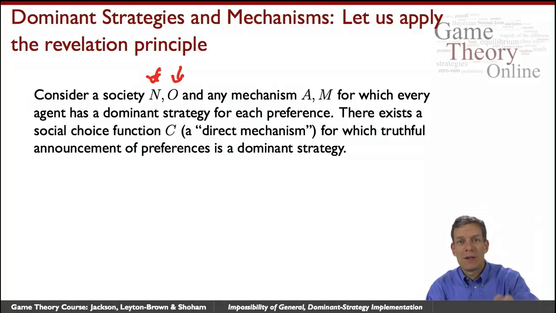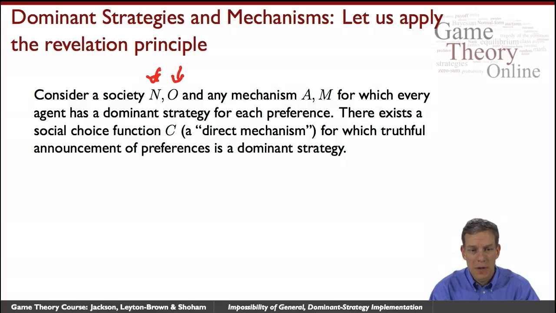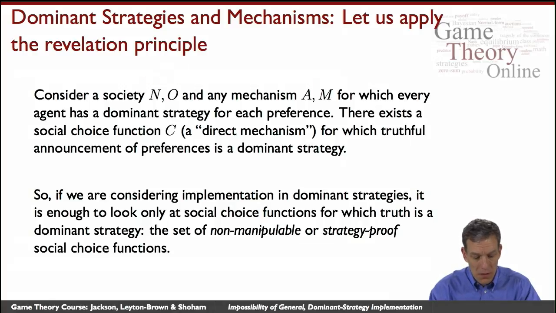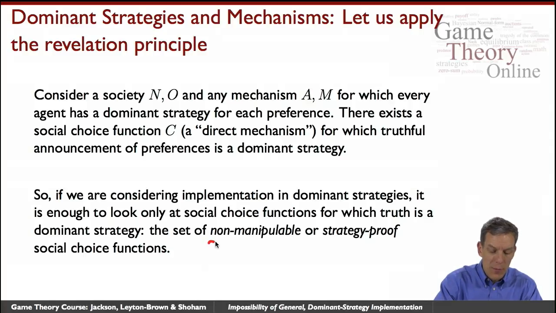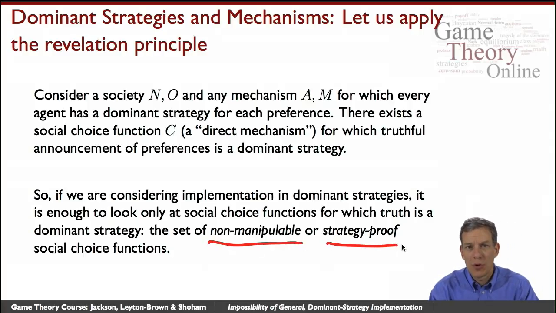So if they'd followed the strategies that they had dominant strategies in the original one, this makes truth a dominant strategy. So the revelation principle means that we can, without loss of generality, for this exercise, look at social choice functions directly. Okay? And so now what we want to do is think about which social choice functions a society can have, which are going to be dominant strategy truthful in this sense. These things are also known as non-manipulable, strategy proof. Sometimes they're called straightforward mechanisms or social choice functions.